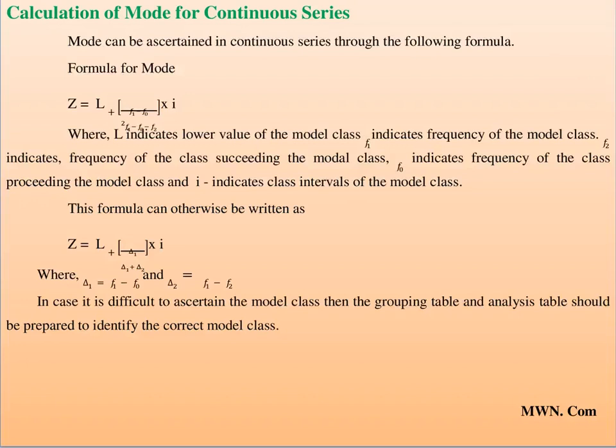The second one may not be taken into account. For doing the problem, only this has been taken into account. L is the lower value of the modal class interval, F1 is the frequency corresponding to the modal class, F0 is the frequency above the modal class, and F2 is the frequency below the modal class.